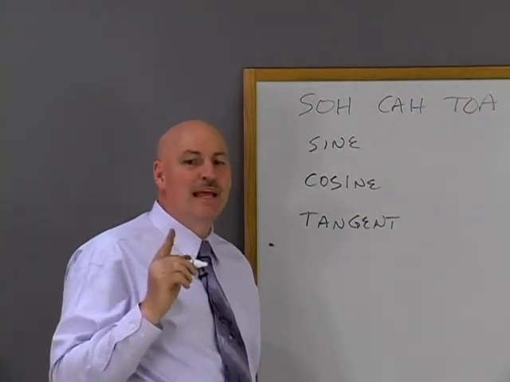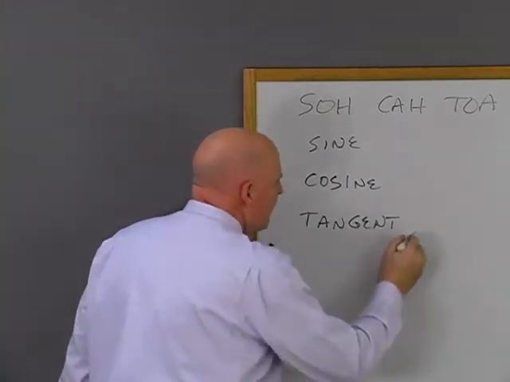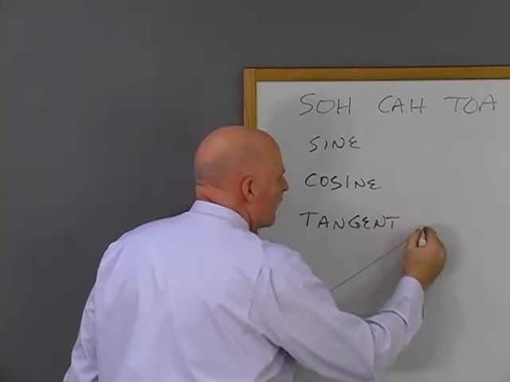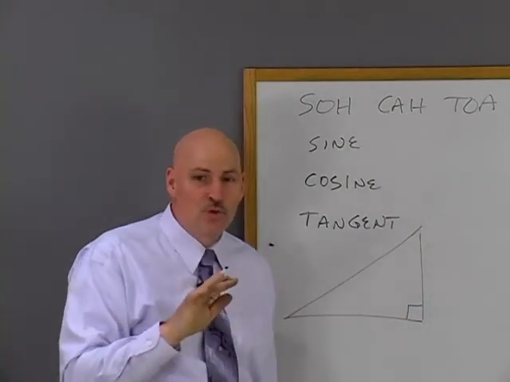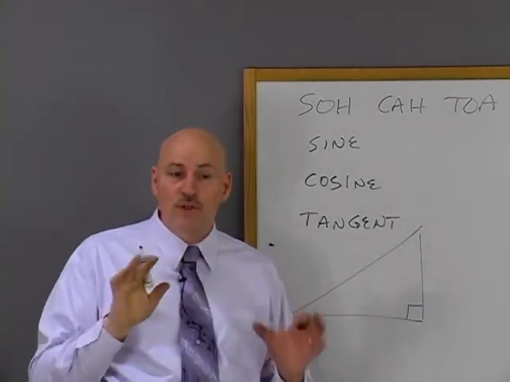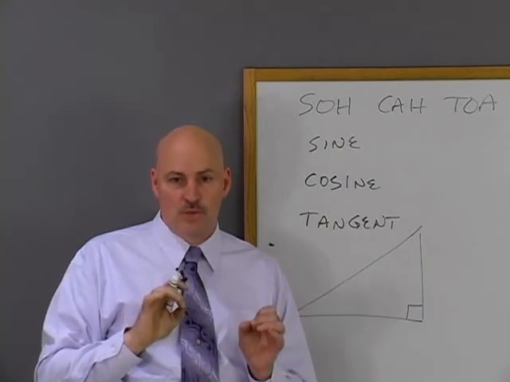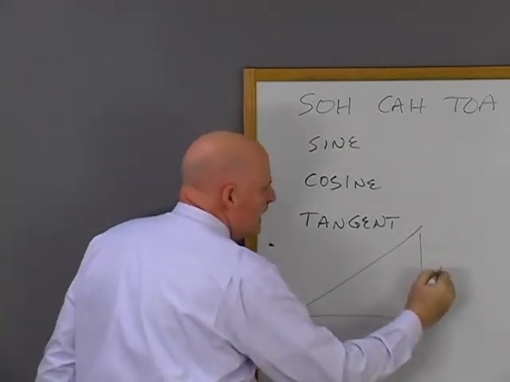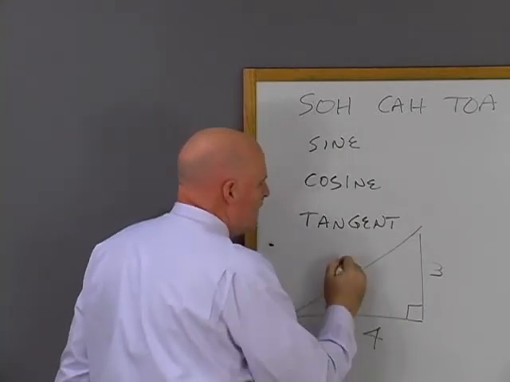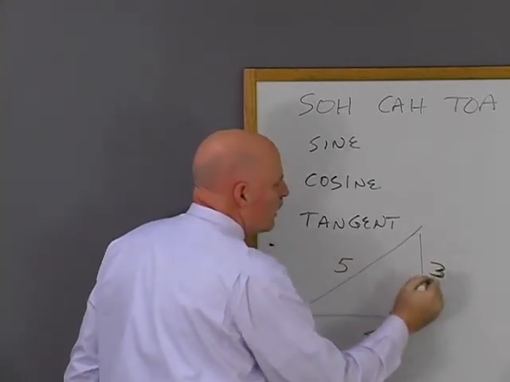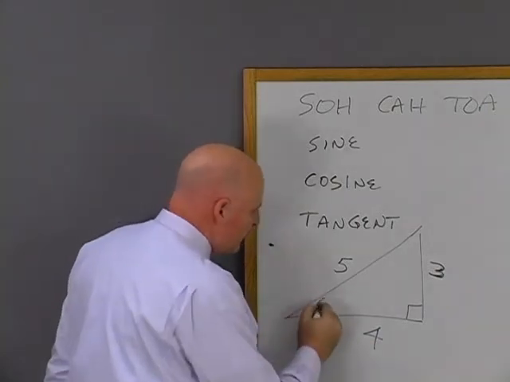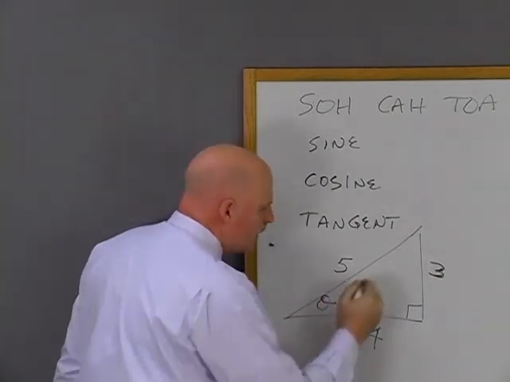Now let me explain where it comes from. If you have a right triangle, now in advanced trigonometry you can do this with any kind of triangle, but most of the time it's with right triangles that we start with, okay? And let's say that you have our old buddy, the 3, 4, 5 right triangle, and we're going to put two angles in here. We're going to use theta and we're going to use alpha.